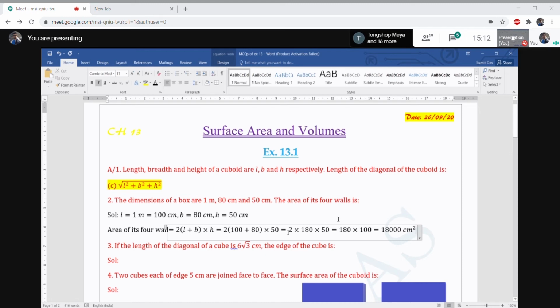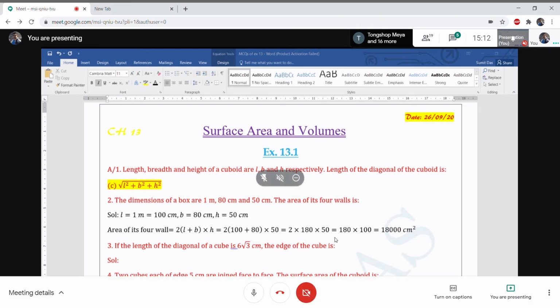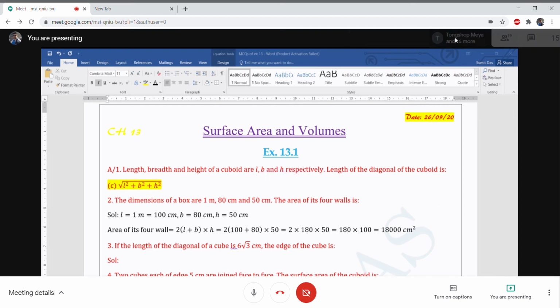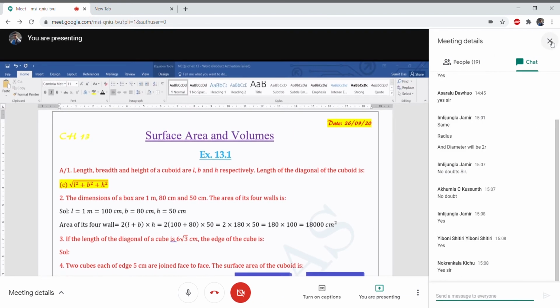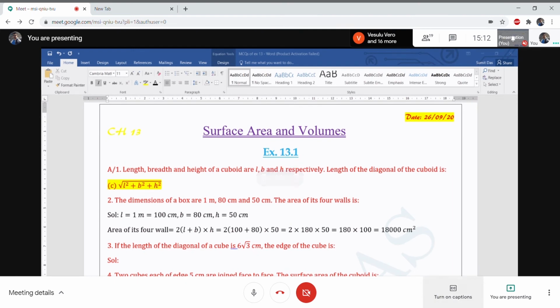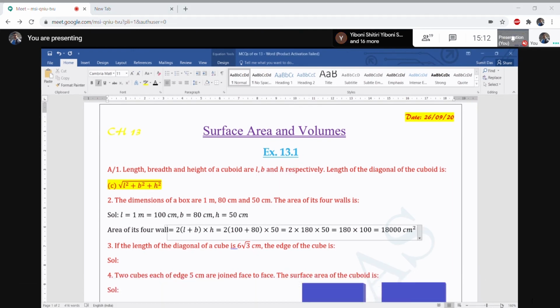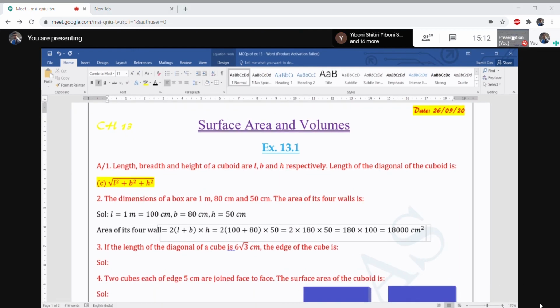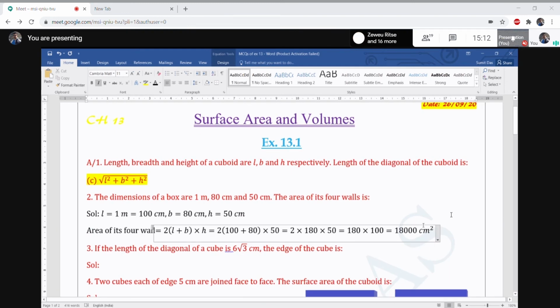Many of you multiplied 2 into 180, then you multiply with 50. That will kill your time. So those are a few things you have to learn in this, in mensuration. So which option is correct? Let's see. Option C is correct. Okay, sorry.